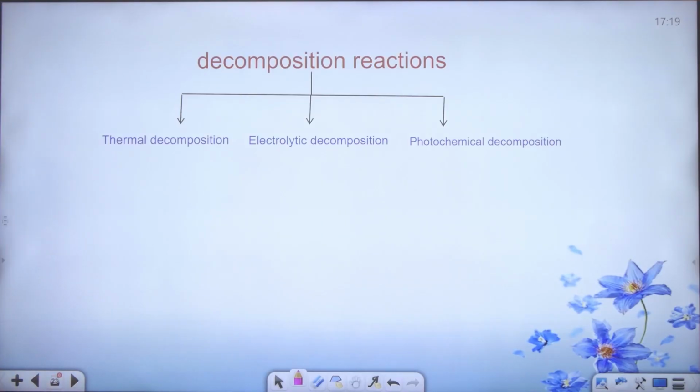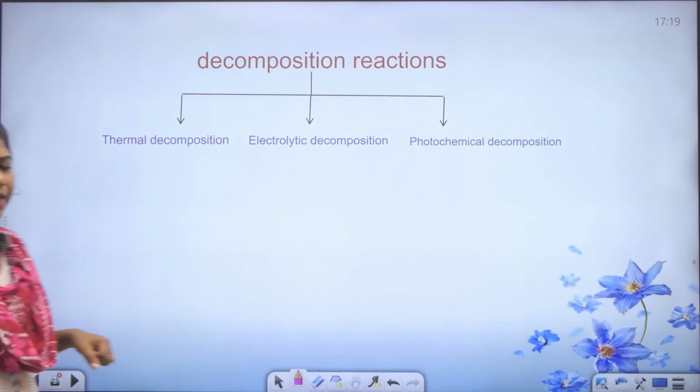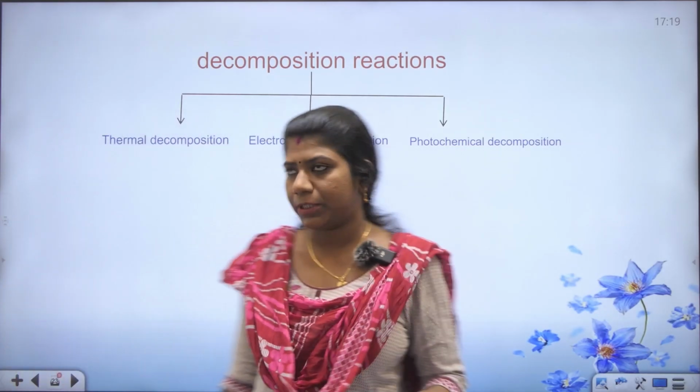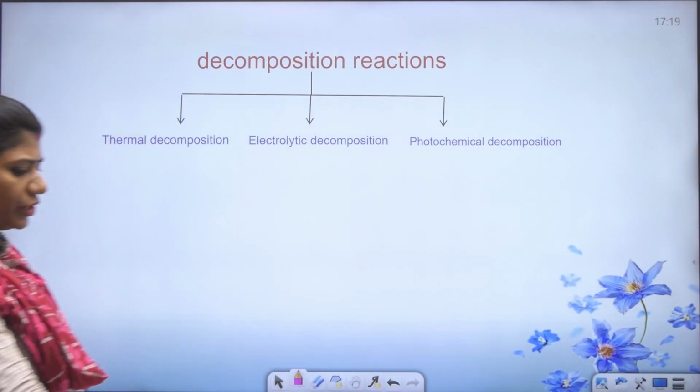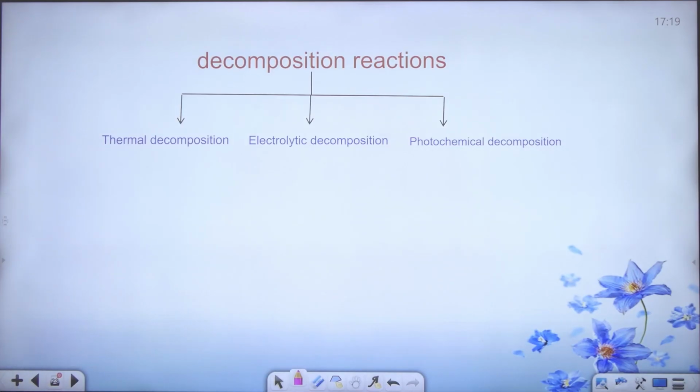Then the types of decomposition reaction. Decomposition reactions are classified into three types: thermal decomposition reaction, electrolytic decomposition reaction, and photochemical decomposition reaction. In a thermal decomposition reaction, the decomposition process uses heat energy.